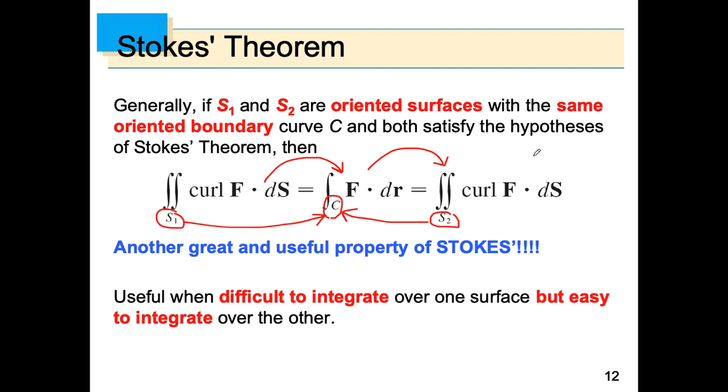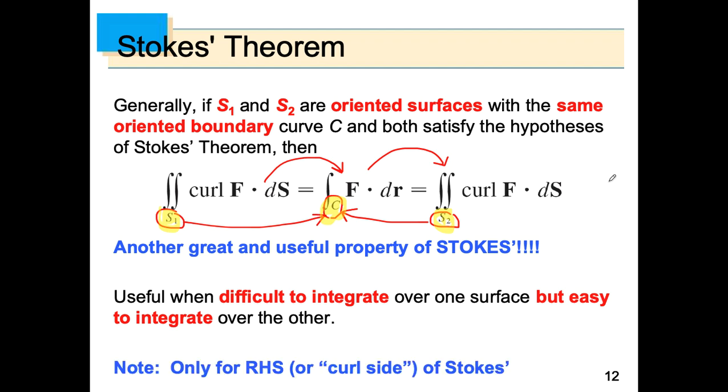And it's going to be useful when it's difficult to integrate over one surface, but easy to integrate over another surface. Again, this is very important: as long as these two surfaces, here and here, share the same boundary curve, then you are able to do this. Now, this only really works for the right-hand side or the curl side of Stokes. So just be careful with this. But you're going to see in just a moment here how we can utilize this feature of Stokes' theorem.